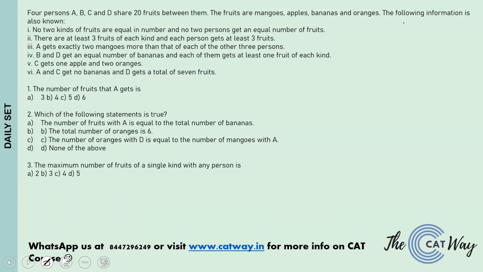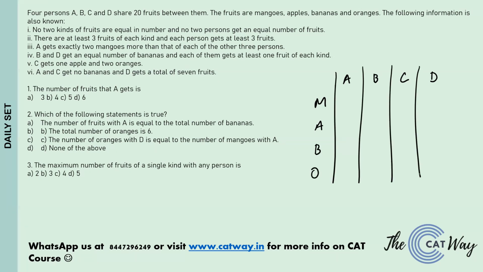So what we have to do is first make a table. We have four people, that is A, B, C, and D, and we have four fruits to share between them: mangoes, apples, bananas, and oranges. So this is how we have to distribute it. Let us begin.